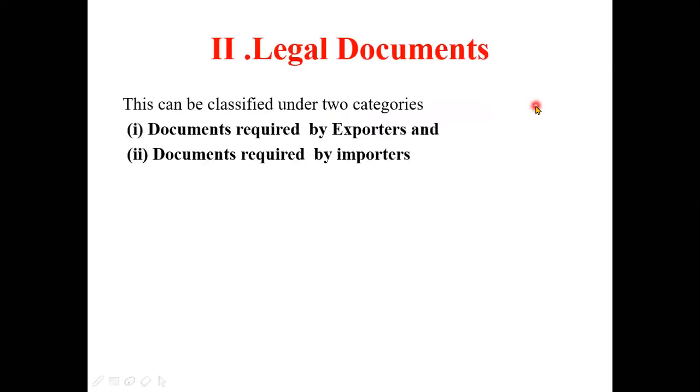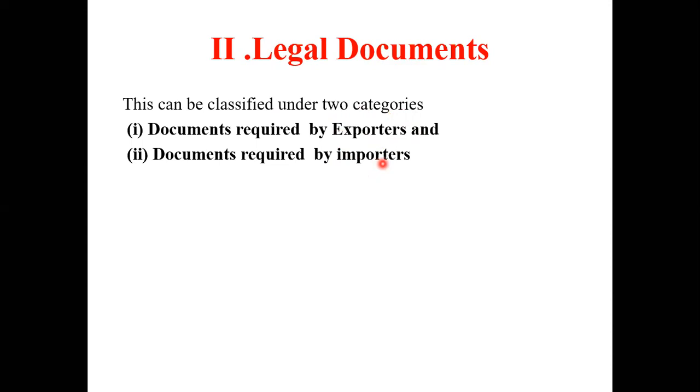Now these legal documents can be classified under two categories. One is the documents required by the exporter, another is the documents required by the importers. Here you should remember one thing: these documents are required by the importers, but the exporters have to provide these documents. The importers, at the time of entering into the contractual agreement with the exporter, will clearly mention what documents are needed by him, and the exporter is supposed to provide all those documents.